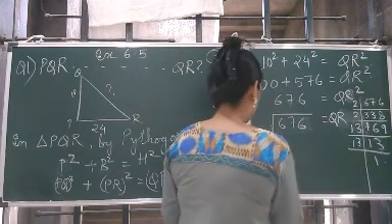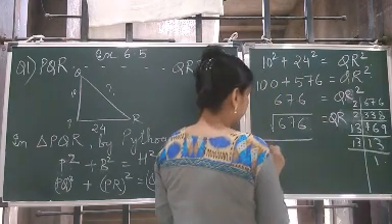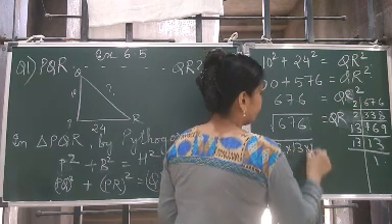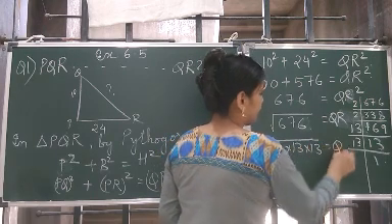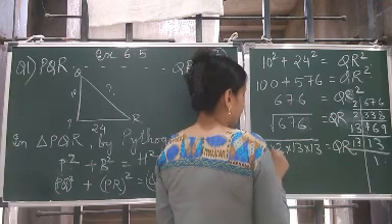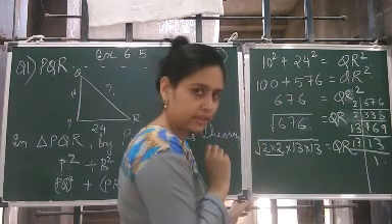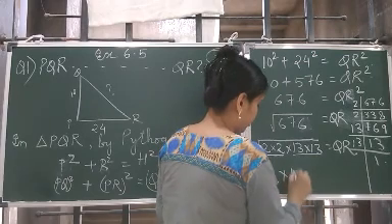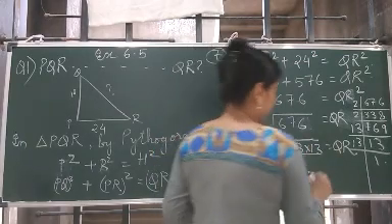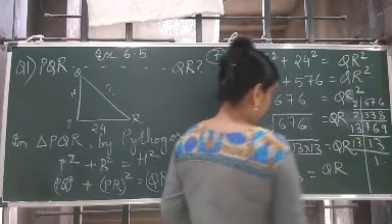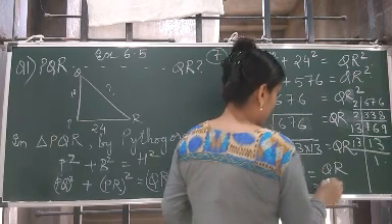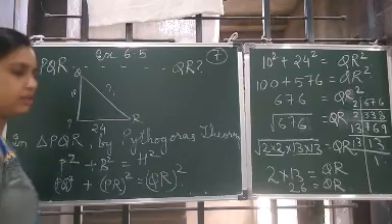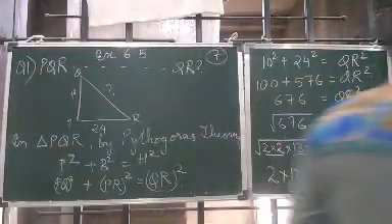So, in place of 676, what can we write? We can write 2 into 2 into 13 into 13, which is equal to QR. For 2 into 2, one 2 comes out, and for 13 into 13, one 13 comes out, just to remove this root. So, 2 into 13 is 26. That means QR is equal to 26. This completes the first question.